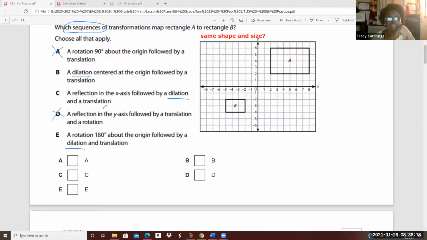All right, so now let's look at what's left. B says a dilation centered at the origin followed by a translation. What's a translation?